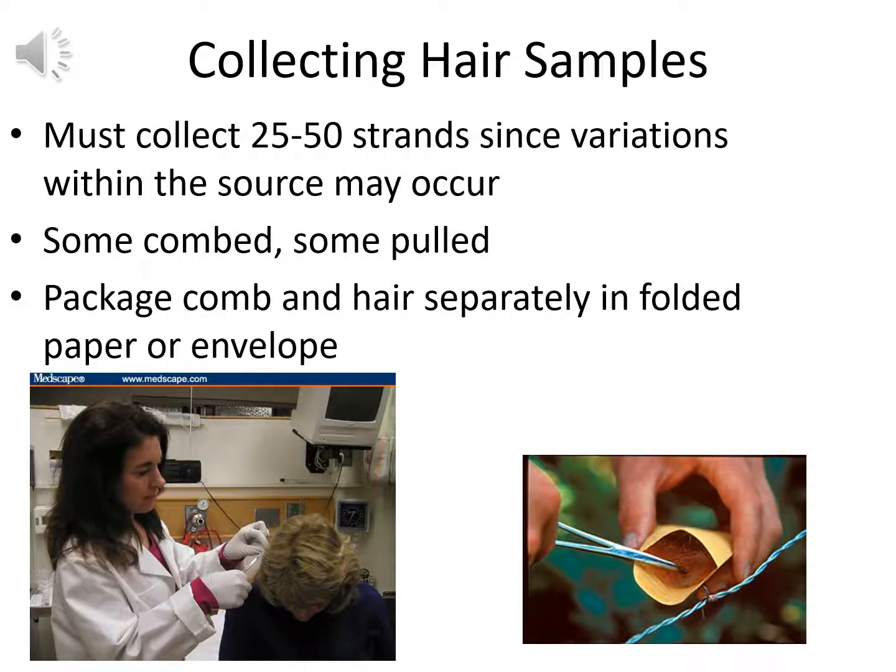So earlier on we talked about how different hairs can be, the variations even within an individual's hair. So when you're collecting these hair samples, you're going to need to collect quite a few, right? 25 to 50 strands because of those variations. So within that set of 25 to 50, you're going to have some of it combed. The combed hairs are going to be those telogen phase hairs that are just going to fall out as they're combed, and you're going to have some that are pulled that are most likely in anagen or maybe catagen phase.